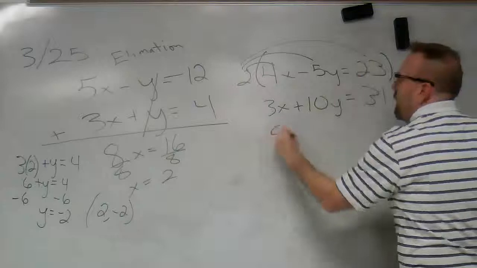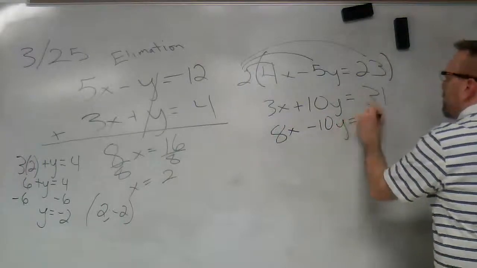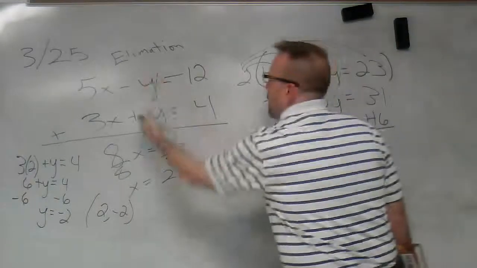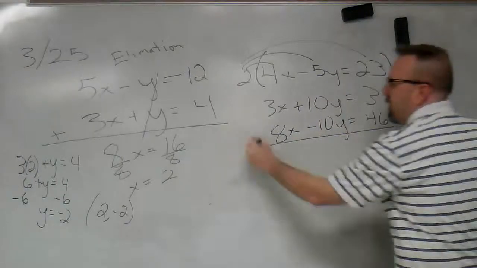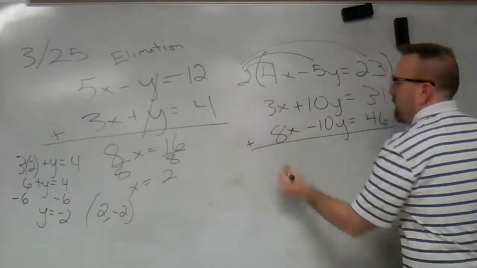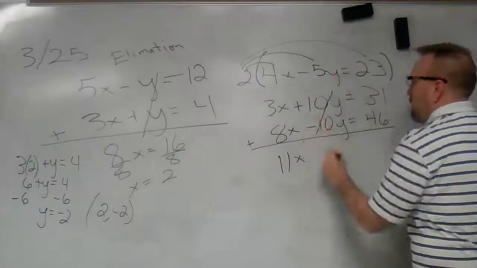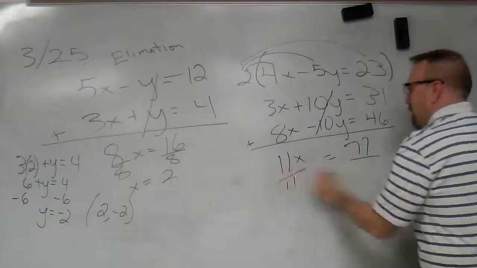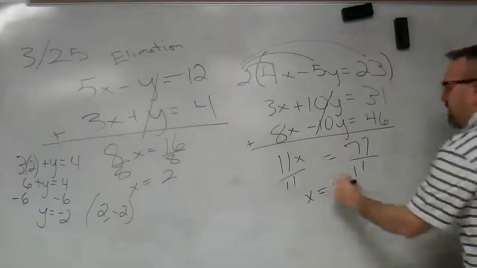So now we would get 8x minus 10y equals 46. Just like over here, we have same number and opposite signs, so we can go ahead and add. 3 plus 8 is 11x. These cancel, and we get 77. Divide by 11, x equals 7.